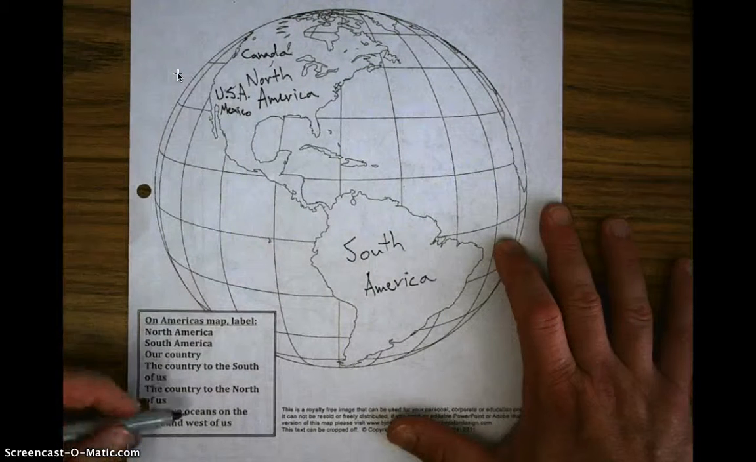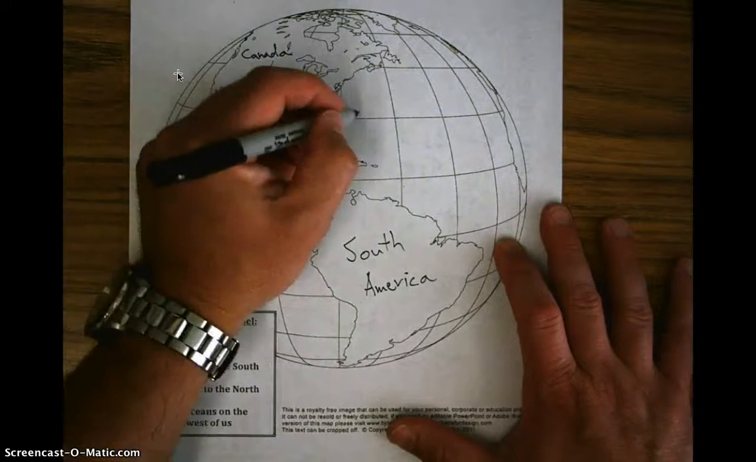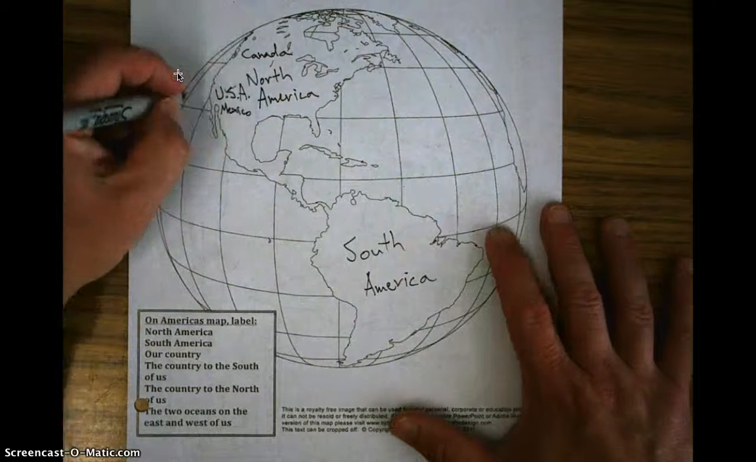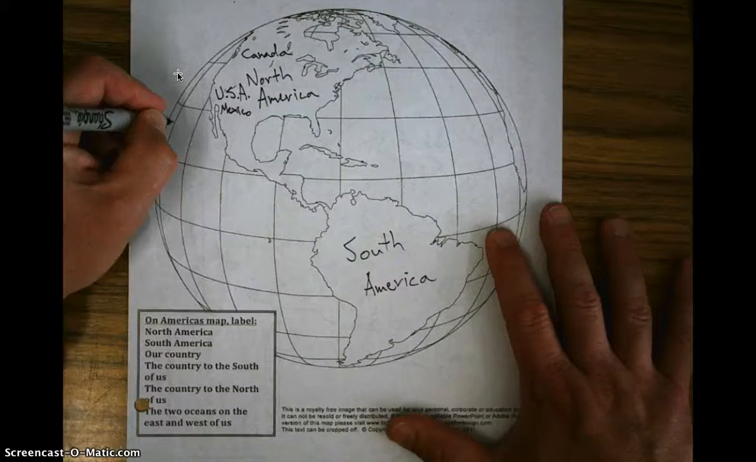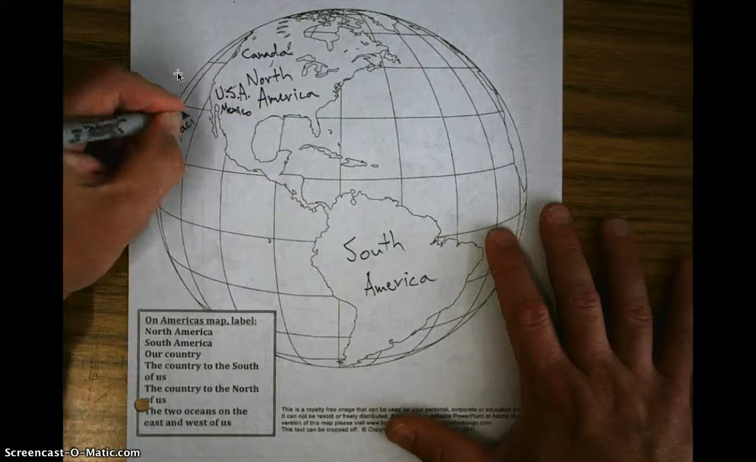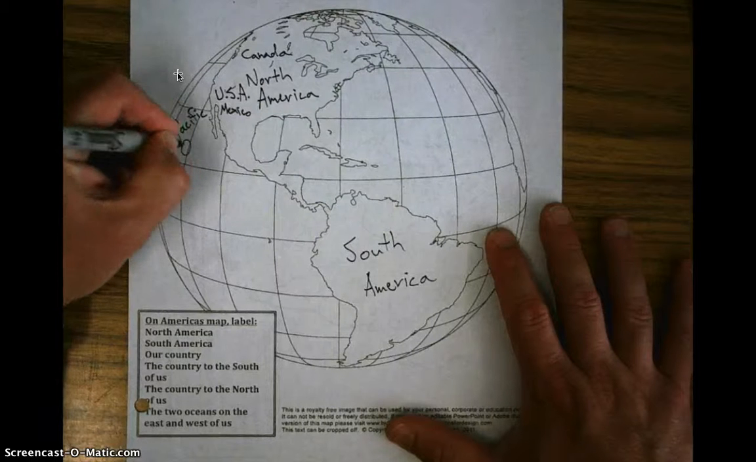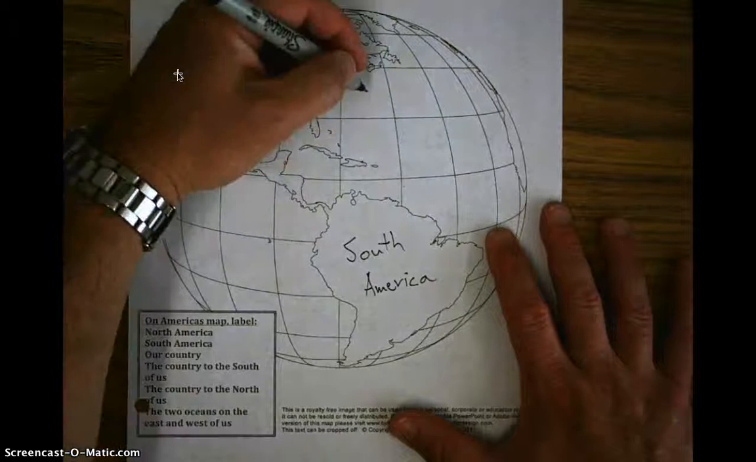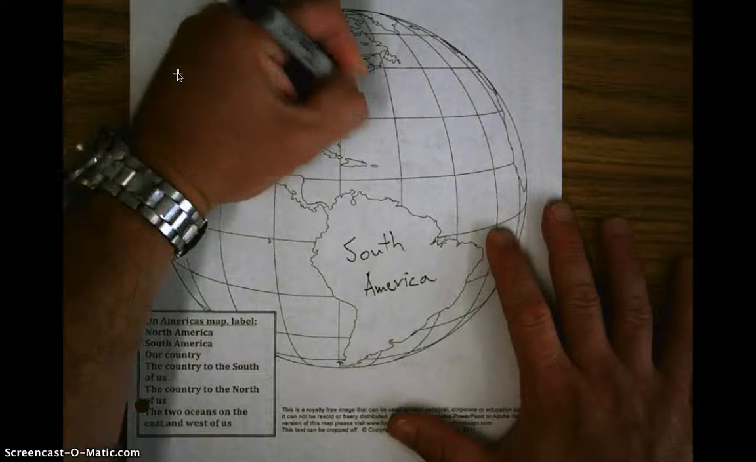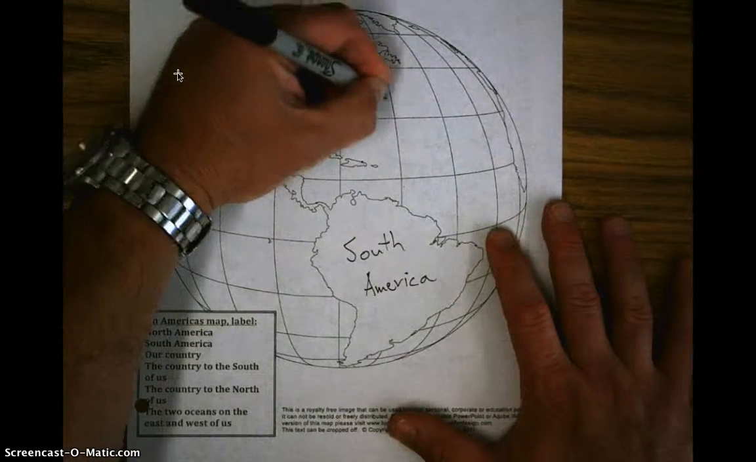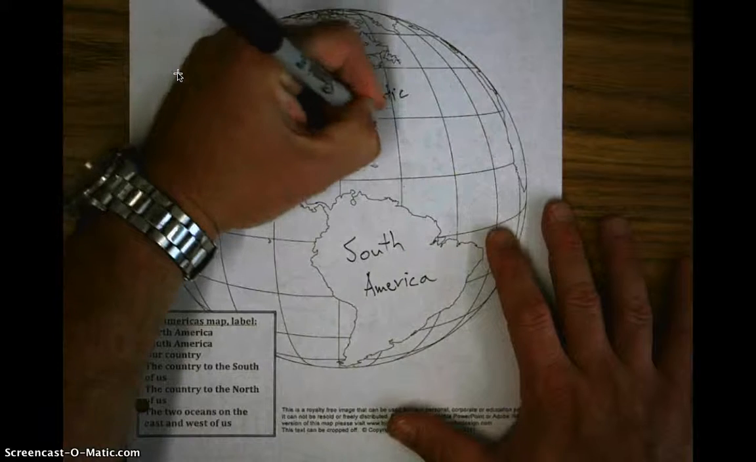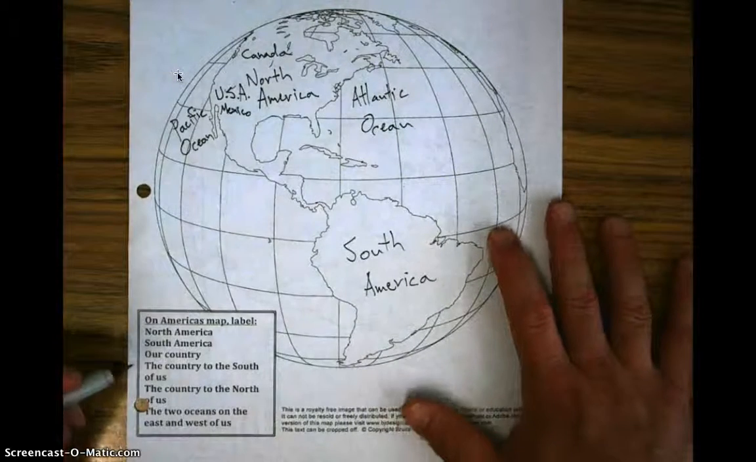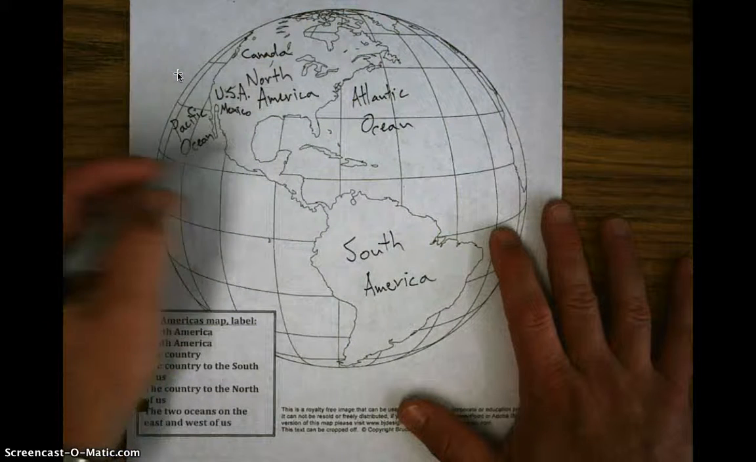We also need the 2 oceans on the east and west of the United States of America. So on the west coast, where we are, we have the Pacific Ocean. And on the east coast, they border the Atlantic Ocean. Of course, to the north, there's also the Arctic Ocean, but I'm not requiring you to label that. I'm more concerned with the 2 coasts.